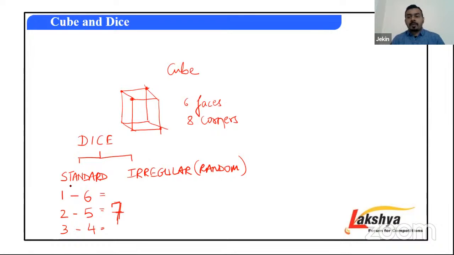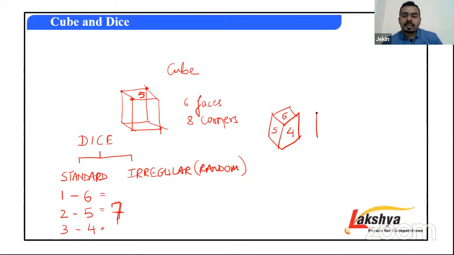So how do you solve that? Now there could be any faces. Say, for example, the dice, they will always give you in this particular format. They will always give you 3 sides of a dice. In any question, you will always have 3 sides of a dice. So they will give you, say, for example, here 6, here 5, here 4.